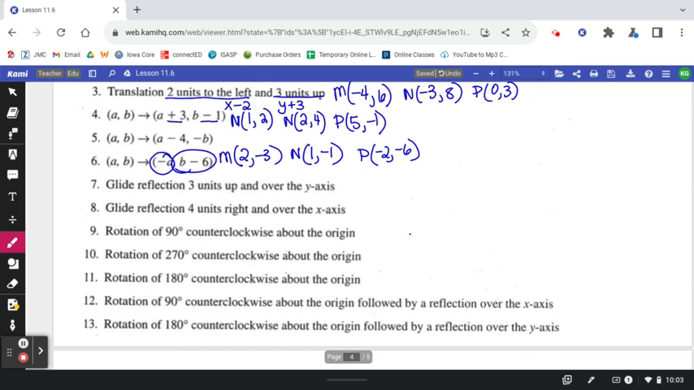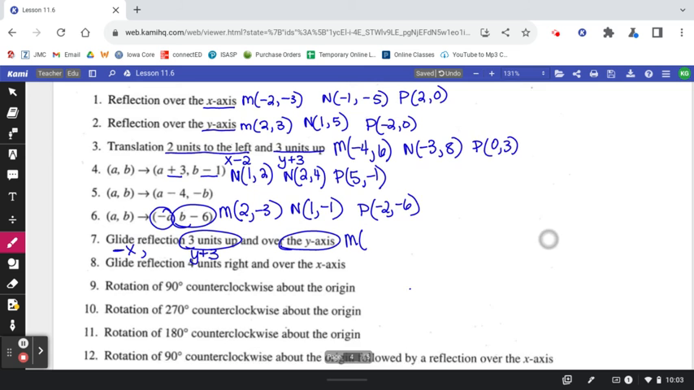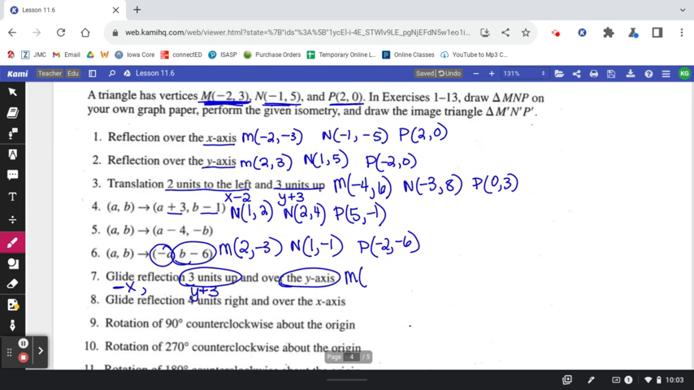Okay, on number 7, I am doing 3 units up, which is going to affect my Y term, and then flip it over the x-axis, which changes my x term to the opposite sign. So for the M, it was -2, so now it's going to become a +2, and 3 plus 3 is 6. The N, it was a -1, so I'm going to change it to a +1, and 5 plus 3 is 8. For the P, it was a +2, I'm going to change it to a -2, and 0 plus 3 is 3.